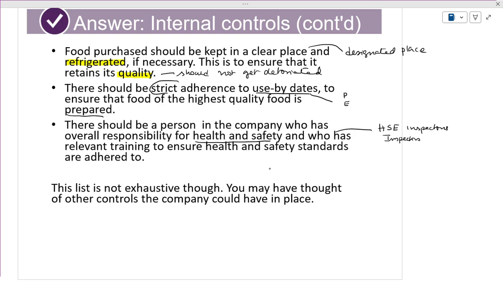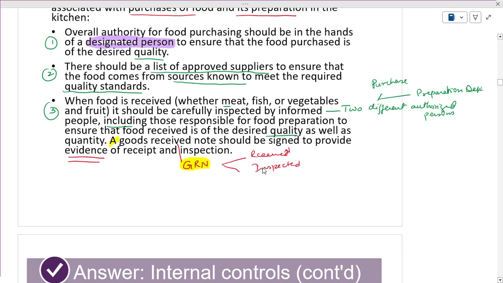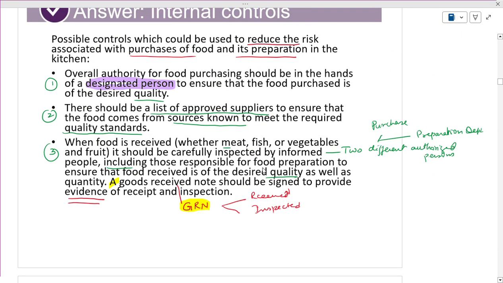This is not exhaustive. There are some more. You may think of other controls the company could have in place. These are the things we are doing. Again, see the sequence, it is important.